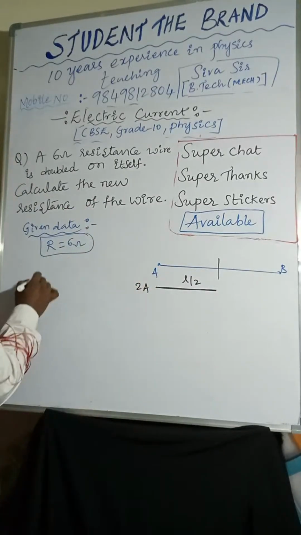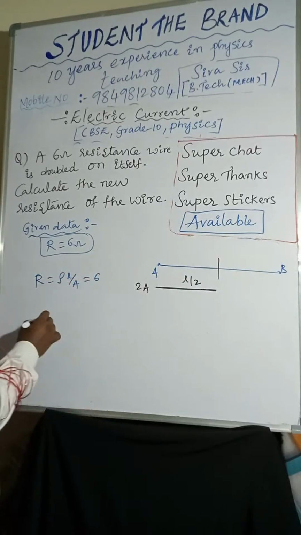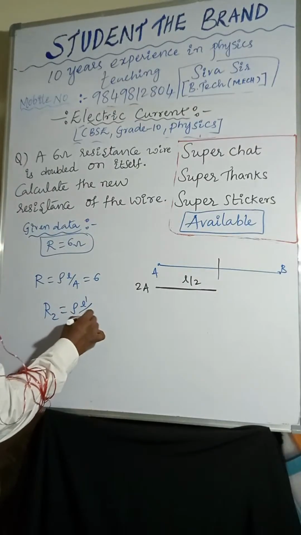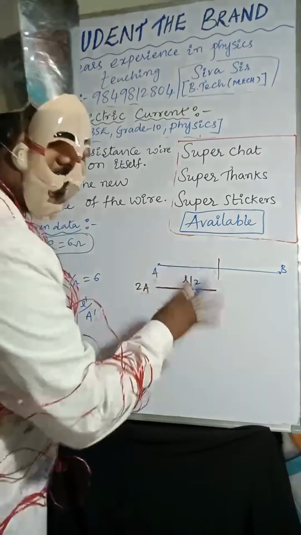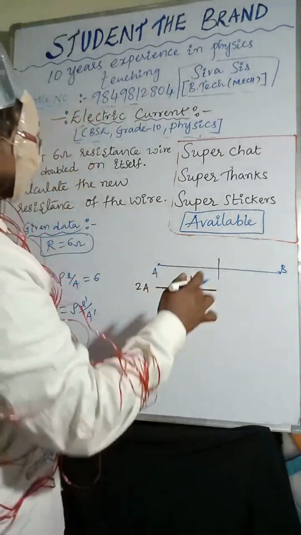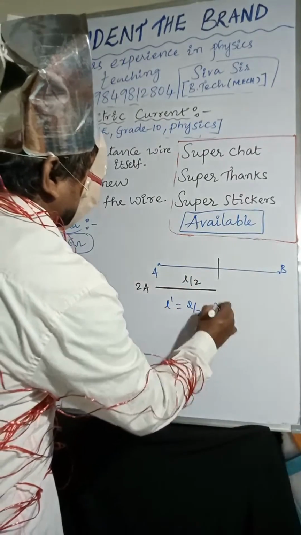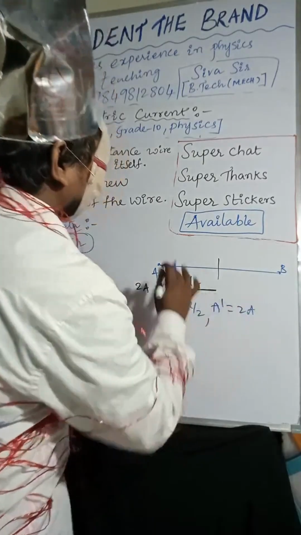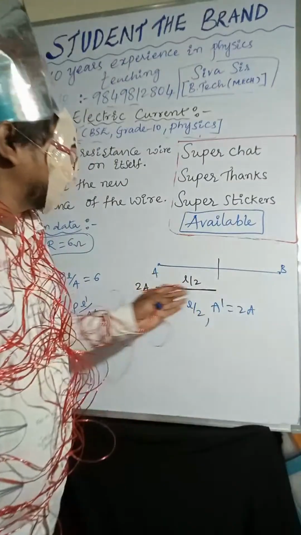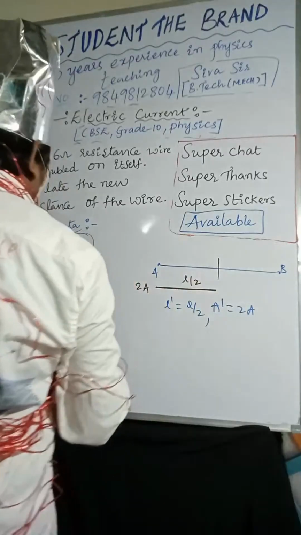Now R equal to rho into L by A, that is 6. R2 equal to rho into L dash by A dash. Anyway, the material is the same, so resistivity does not change. Now L dash equal to L by 2 and A dash equal to 2A. Now you can substitute in this formula.